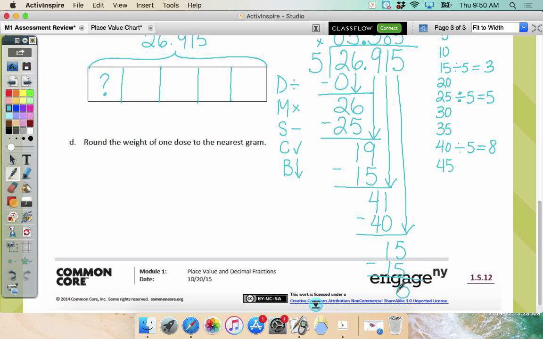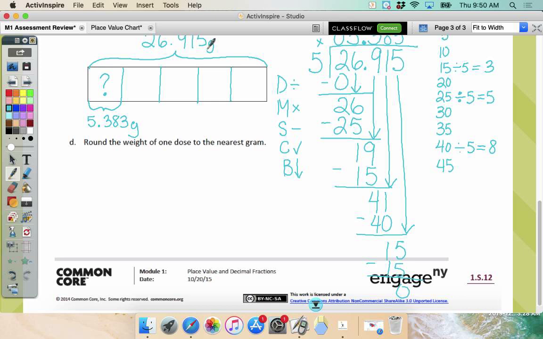I'm about to run out of room. Okay. So my answer here, what's 1 dose of medicine? 5.383. Okay. And grams. So I'm fine if you don't write a sentence and you just put that down there. So I know your answer. Okay? All right. We've got one more.